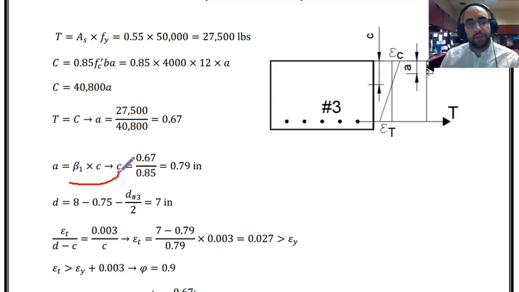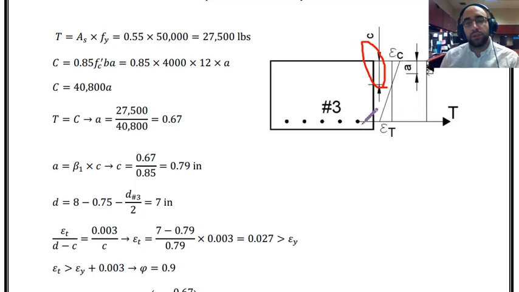And that is based on this famous equation that we used before. We know A is equal to beta 1 C, so C will be just A divided by beta 1. F prime C over here is equal to 4000, and for this situation we know beta 1 is equal to 0.85. Putting that over here, C is equal to 0.79 inches, right? So I know C, which is this distance over here.